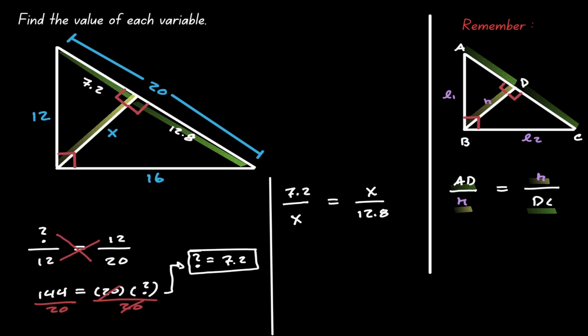And now that we have this scenario, let's cross multiply. X times x is x squared. And 7.2 times 12.8 is equal to 92.16. To solve for x, let's take the square root. So now we can say that x is equal to the square root of 92.16. We can simplify our result because the square root of 92.16 is equal to 9.6.